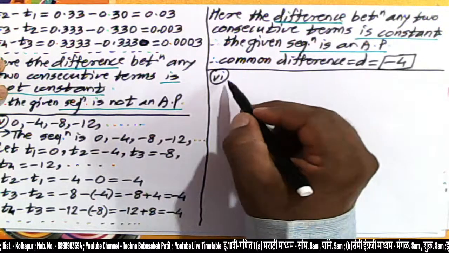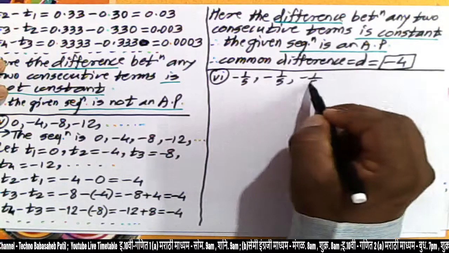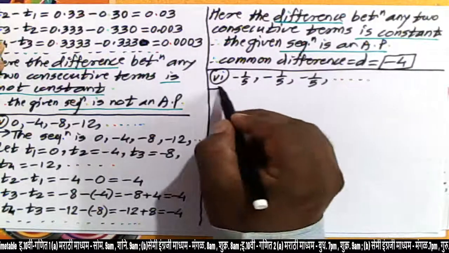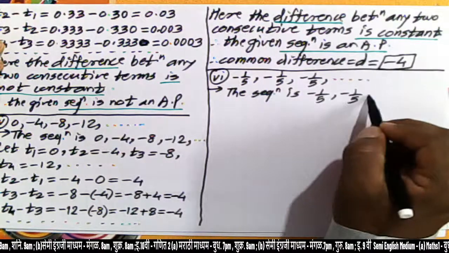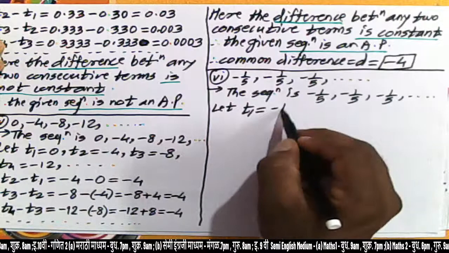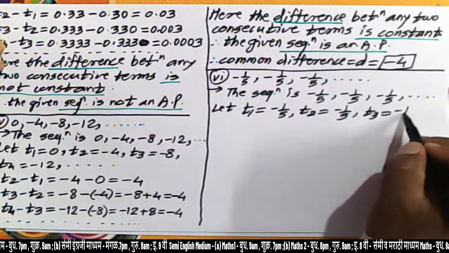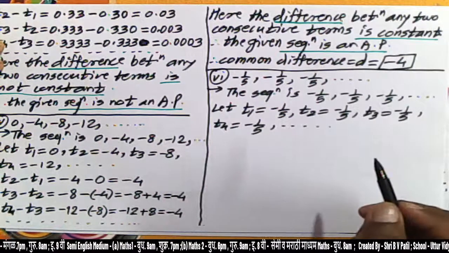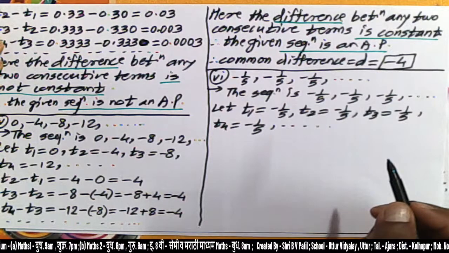Then sixth number example: minus 1 upon 5, minus 1 upon 5, minus 1 upon 5, and so on. In the solution, we write the given sequence. Let the first term be denoted by minus 1 upon 5, the second term also minus 1 upon 5, the third term also minus 1 upon 5, the fourth term also minus 1 upon 5, and so on. Yes, good answer given. Student gave the correct answer. Good.